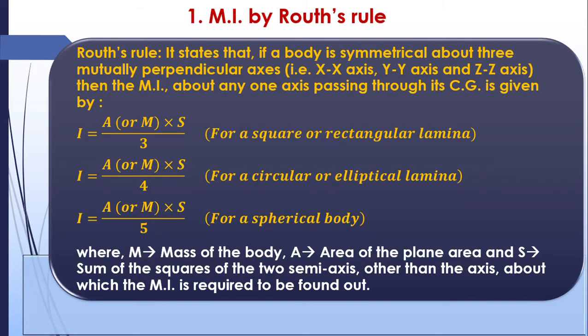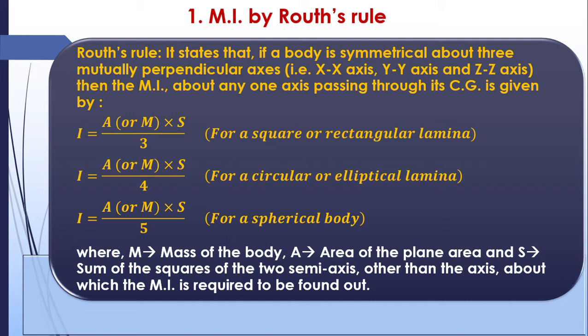Either method can be used for finding the moment of inertia. So by Routh's rule, how can you find it? Routh's rule states that if a body is symmetrical about a particular axis, with three mutually perpendicular axes xx, yy and zz, then the moment of inertia about any one of the axes through its center of gravity will be equal to I = A into S divided by 3.